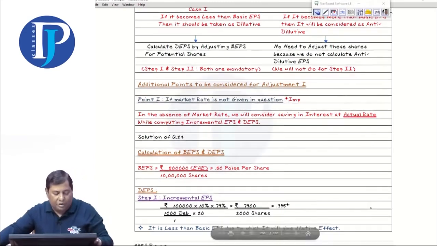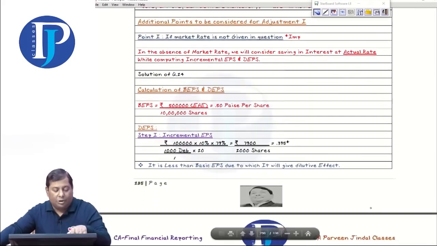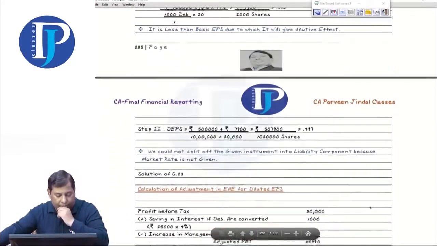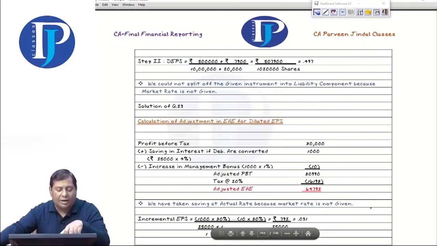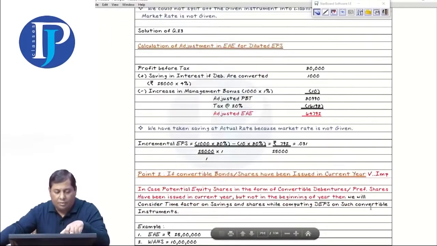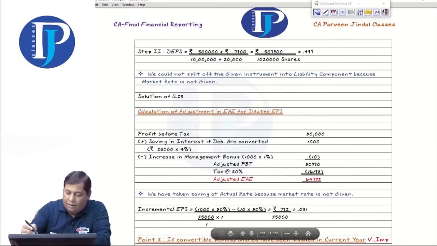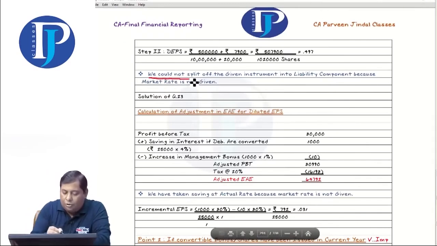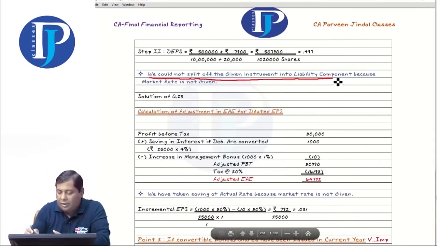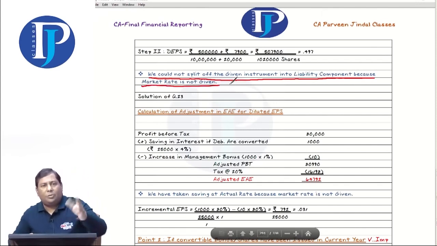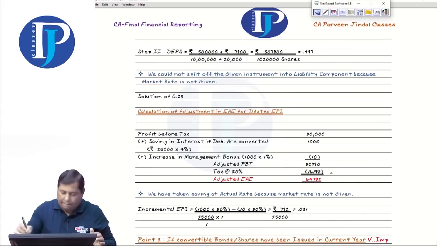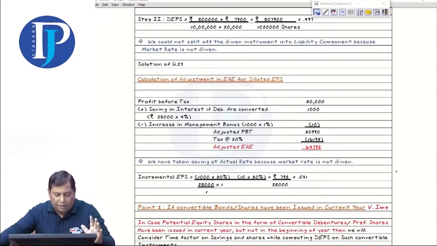Then we did question number 24. 24 is a very important question. Do it. Then 23. Look, this question also has a note. We could not split off the given instrument into liability components because the market rate is not given. The question without market rate, we don't split it off. Then we moved forward. We did 23rd.